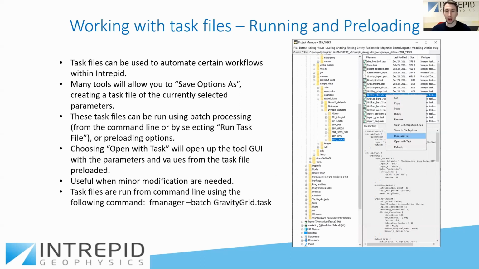If you want to run from the command line, my recommendation would be, as I was saying before, to go File and then open command window within Intrepid, because this will have all the paths set correctly. So all you need to do is type in fmanager space dash batch space and then the name of your task file, and that will run.